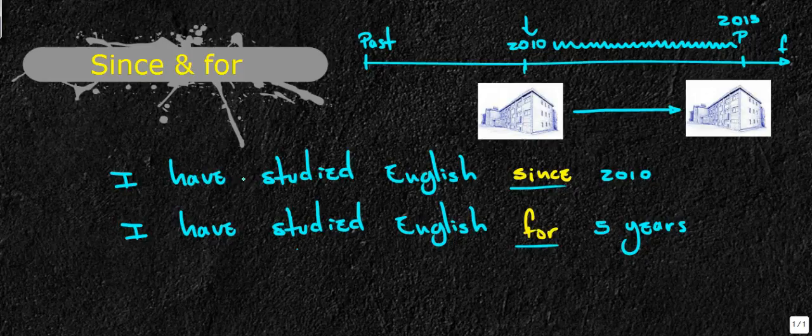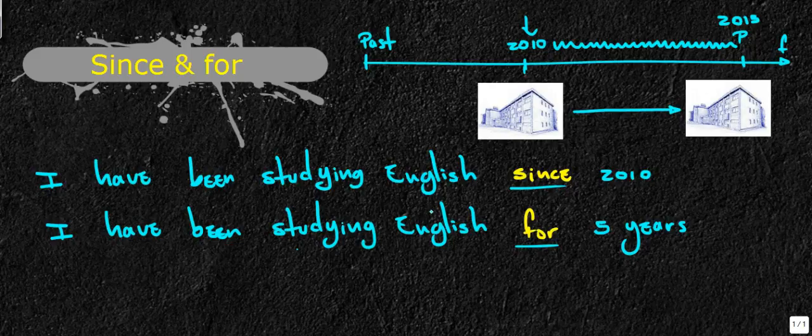So I'm going to change this sentence into the present perfect continuous. And I'm going to say, I have been studying English since 2010, and I have been studying English for 5 years. Okay? Now, when you're talking about the time, don't feel the obligation to give me a date.